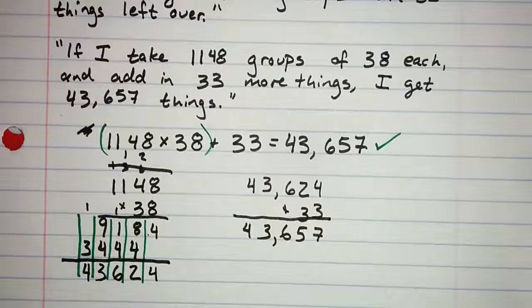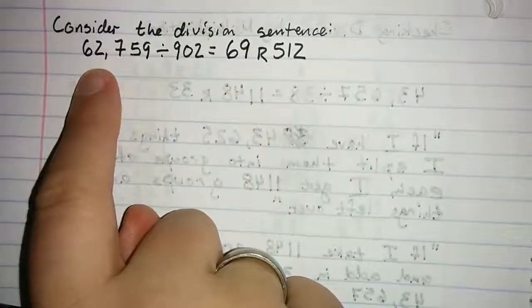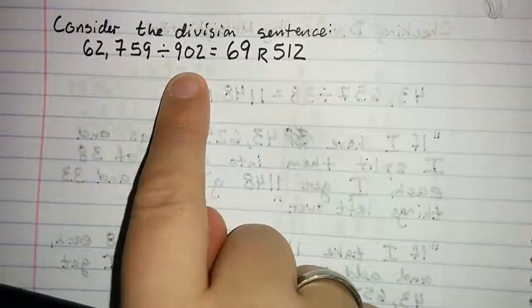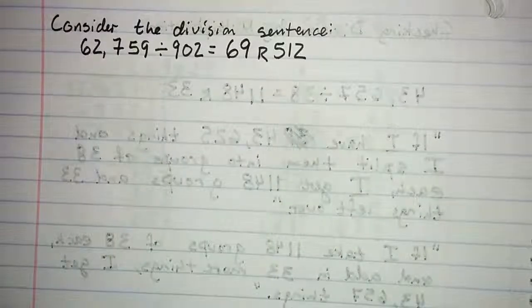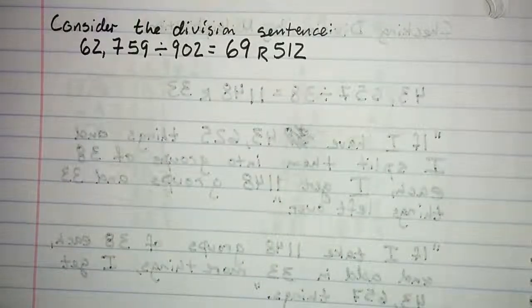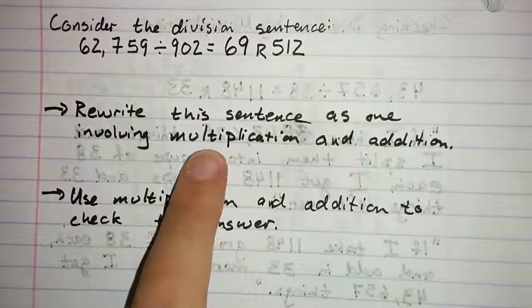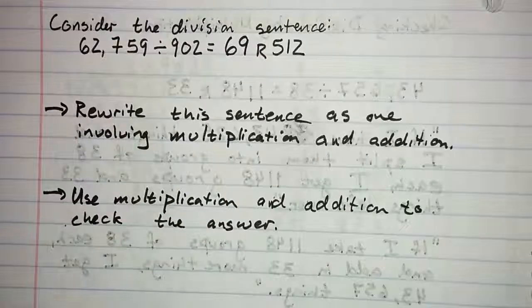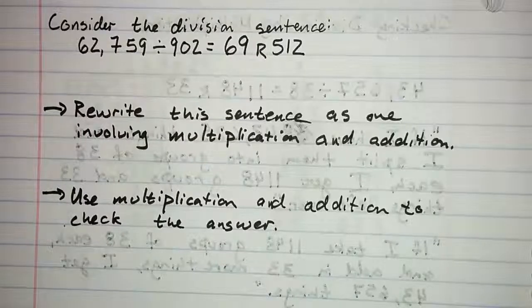I'm going to have you try one of these now. Consider this division sentence. 62,759 divided by 902 is 69 remainder 512. I want you to do two steps. First, rewrite the sentence as one involving multiplication and addition. Then use multiplication and addition to check the answer. Pause the video and try this now.